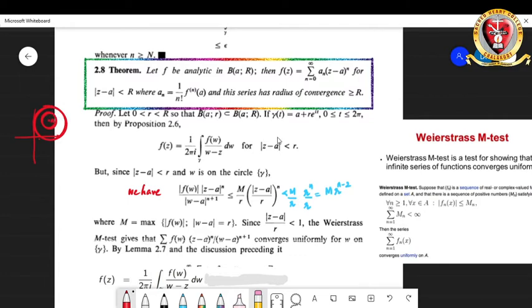If gamma of t is equal to a plus r e raised to i t, where t ranges from 0 to 2 pi, then by Cauchy's integral formula, we know that f of z is equal to 1 by 2 pi i times the integral over gamma of f of w divided by w minus z, dw, for every z with modulus of z minus a strictly less than r. Right? This gamma of t is simply a circle centered at a with radius r. So this is the parametric representation of that.